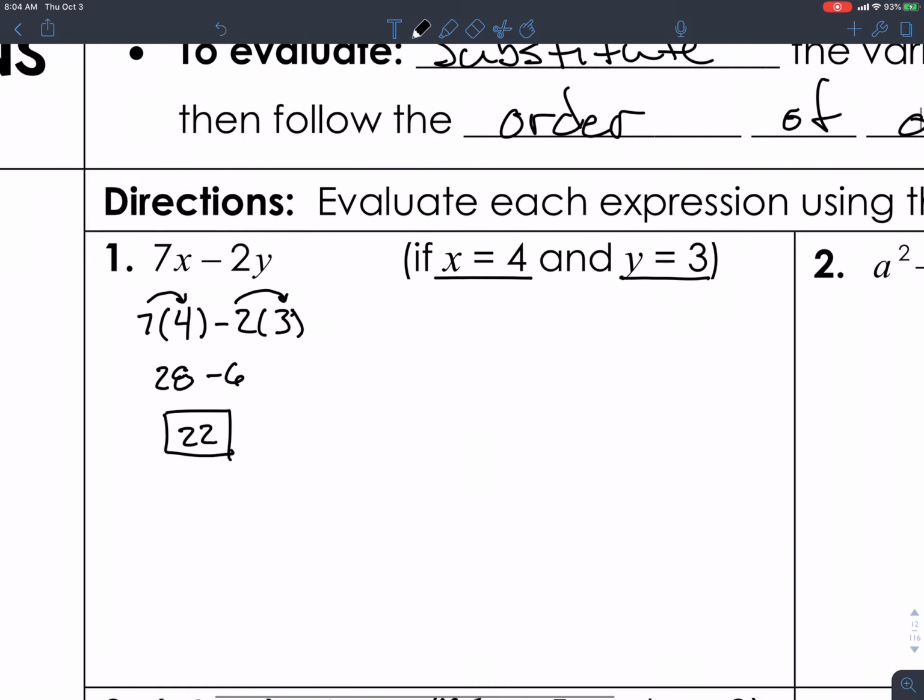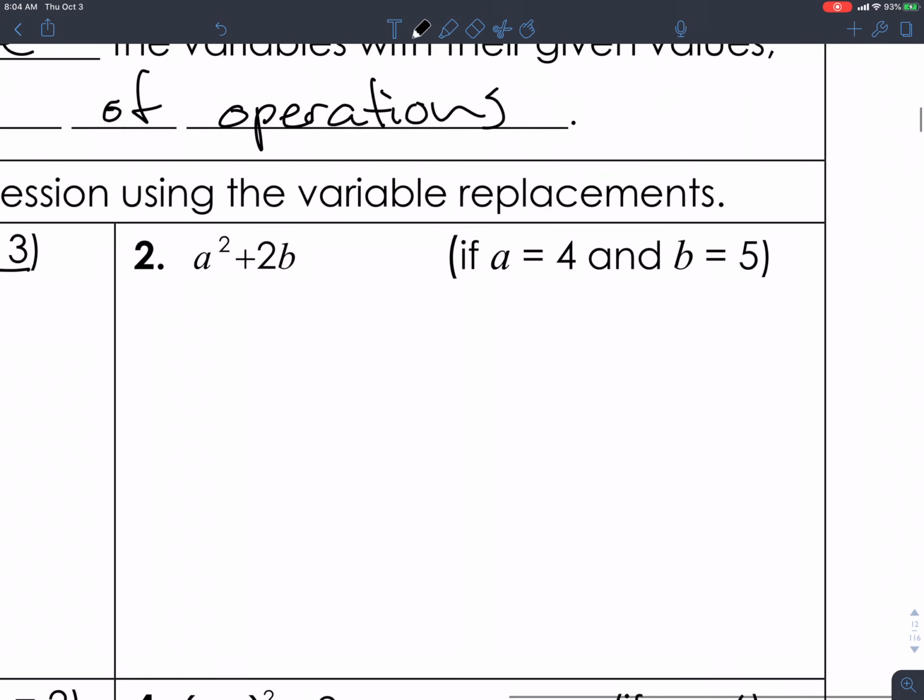Let's try number 2. Oh my gosh, there's exponents and stuff. I don't know what to do. Well, start at the beginning. Here's what I expect you to do. Rewrite your expression. I'm sorry, it's not an equation. There's no equal sign in it. And take out the variables and put in parentheses. So a squared instead is going to be a squared plus 2 times something. They tell us a is 4, so instead of a, I'm going to put in a 4. They tell us b is 5, so instead of b, I'm going to put in a 5.